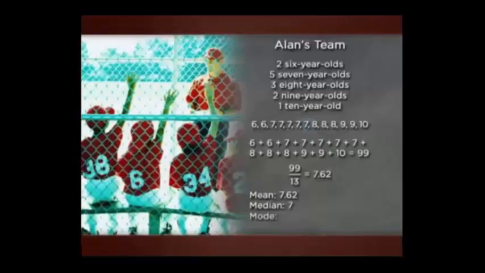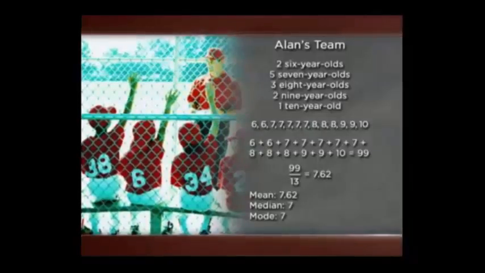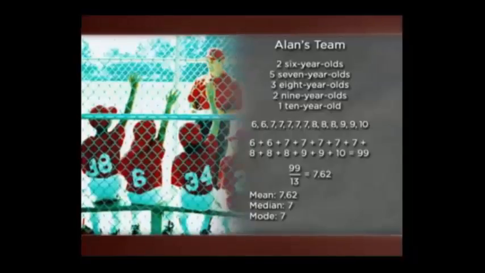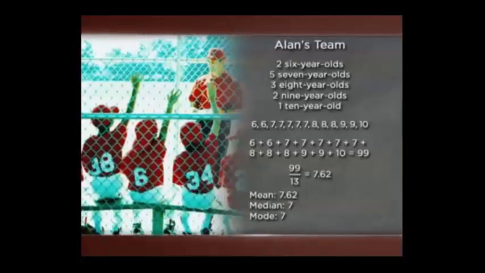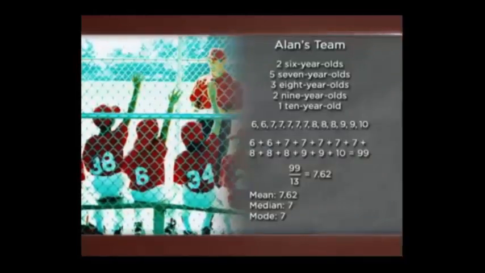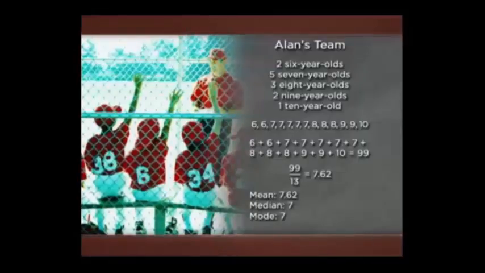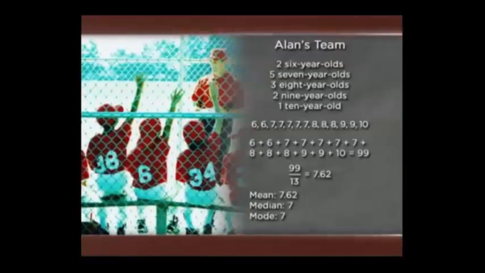Thirdly, what's the mode? Well, the mode is also 7 in this case, because there are more 7s in the list than any other number in the list. So not only is the median 7 because that's the middle number in the list, but the mode in Alan's team is also 7 because the 7 appears most often in the list of ages. Now, of course, we could easily see the mode from the original way the data had been written for us. We saw that there were more 7-year-olds than anyone else.